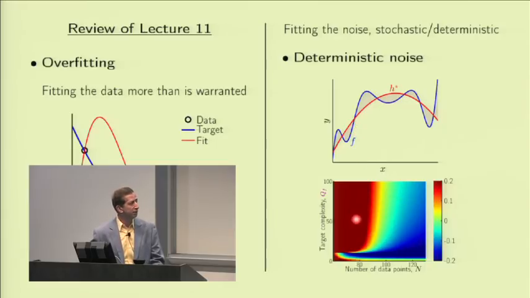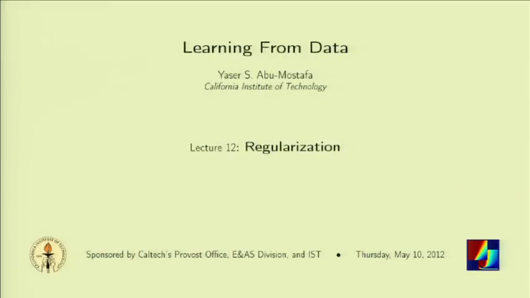And indeed, we ran an extensive experiment where we compared the deterministic noise, parameterized by the target complexity. The more complex the target is, the more deterministic noise we have. And we found that the impact on overfitting is fairly similar to the behavior when we increase the stochastic noise in a similar experiment. So today we are going to introduce the first cure for overfitting, which is regularization, and next time we are going to introduce validation, which is the other side of this. Regularization is a technique that you will be using in almost every machine learning application you will encounter, okay?